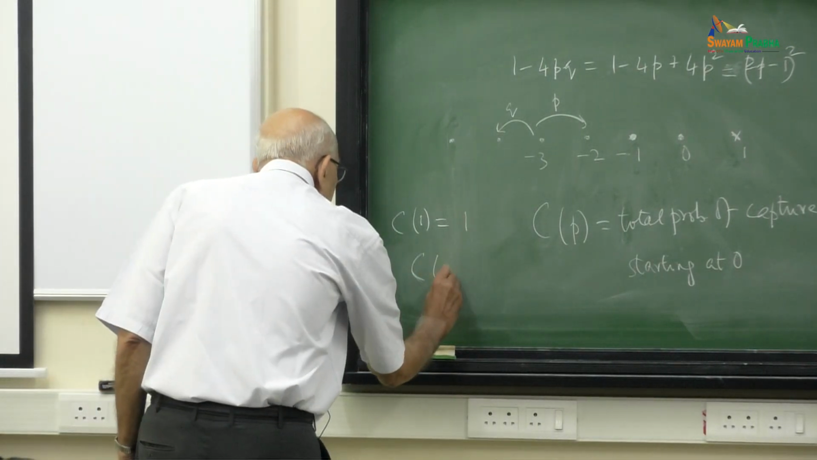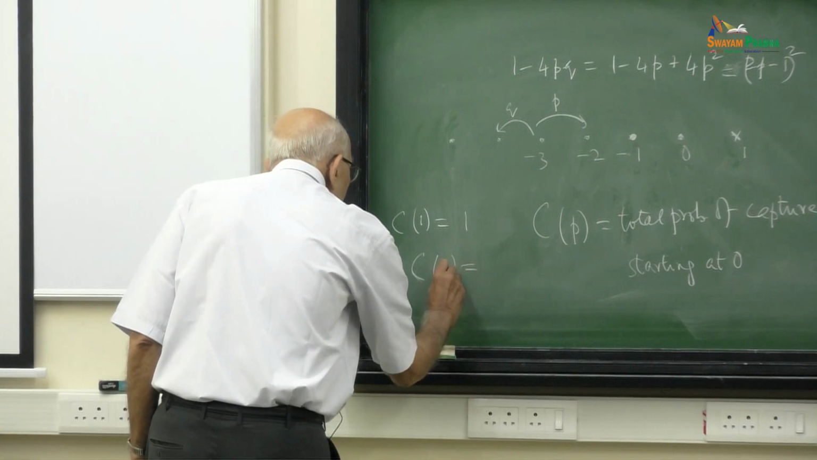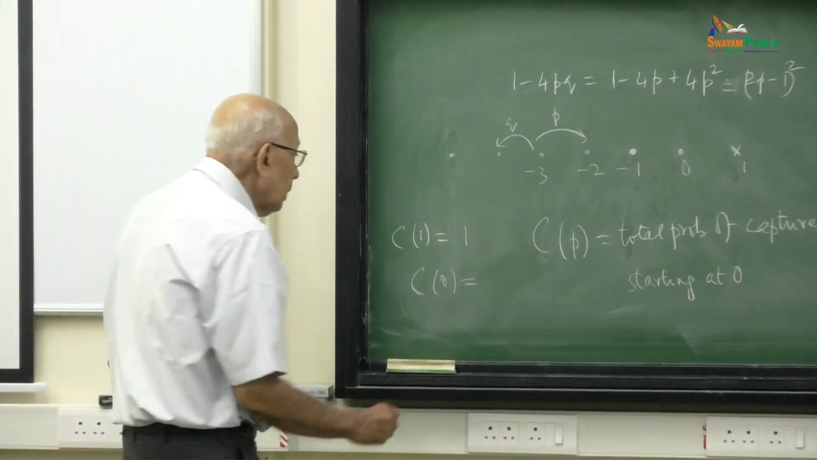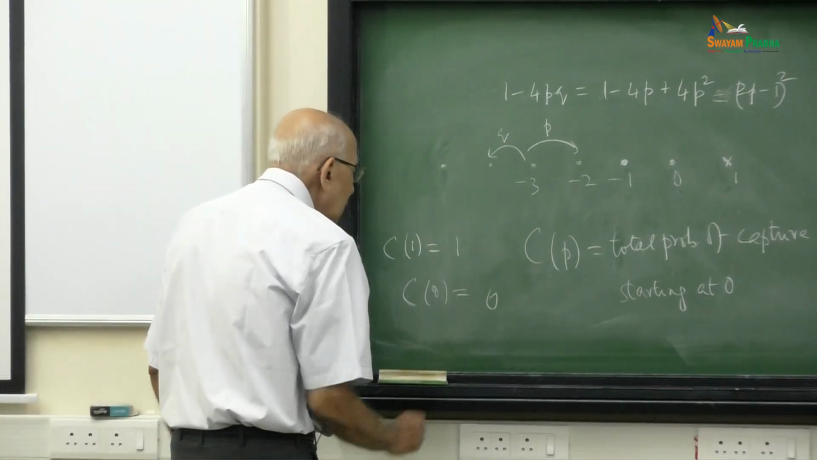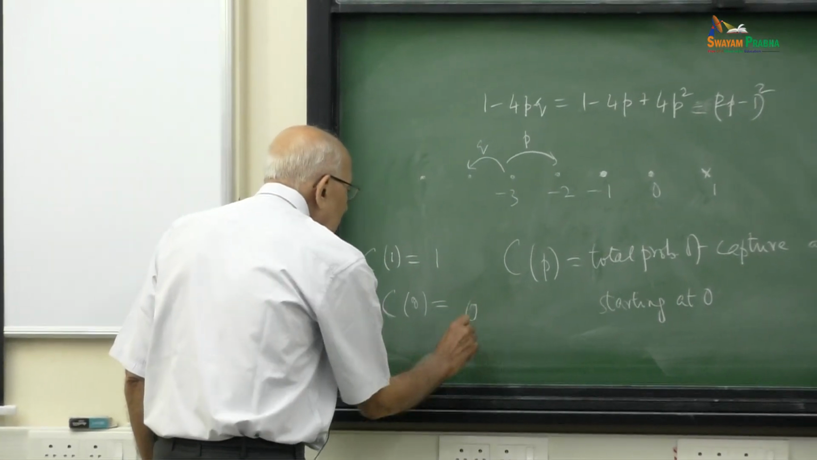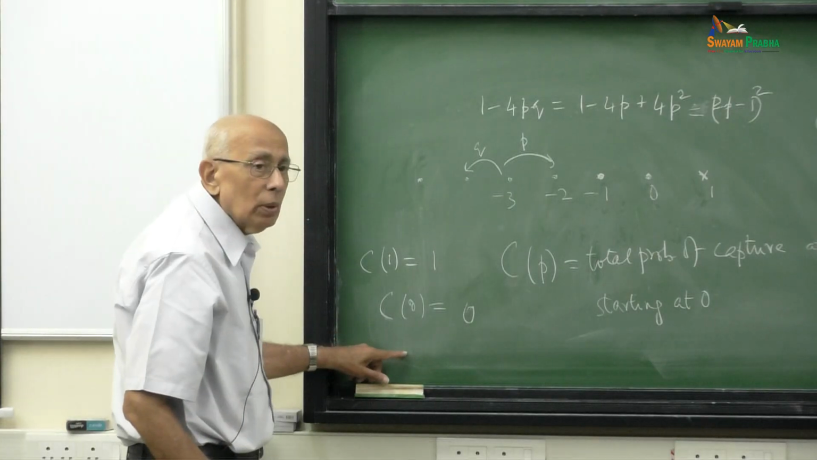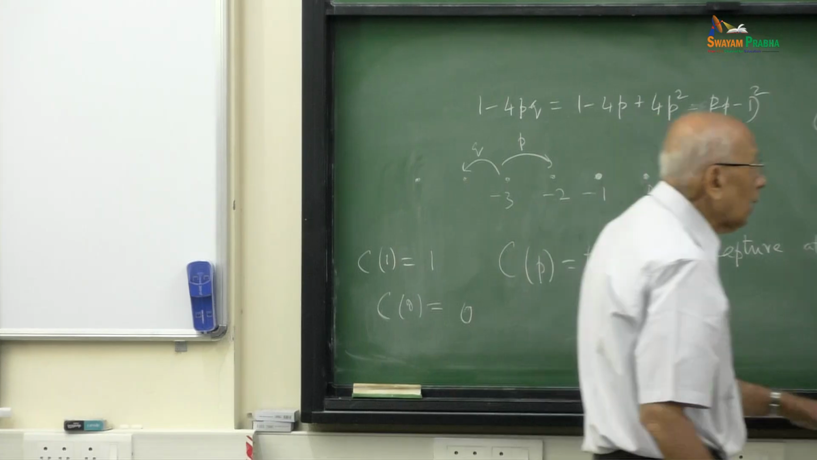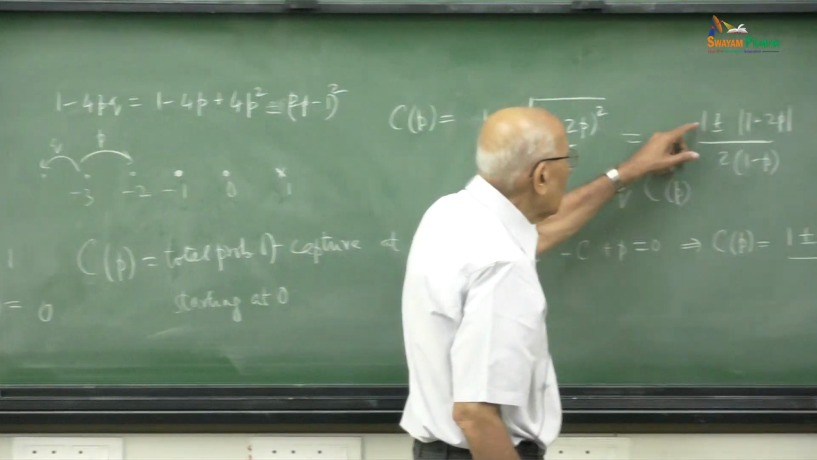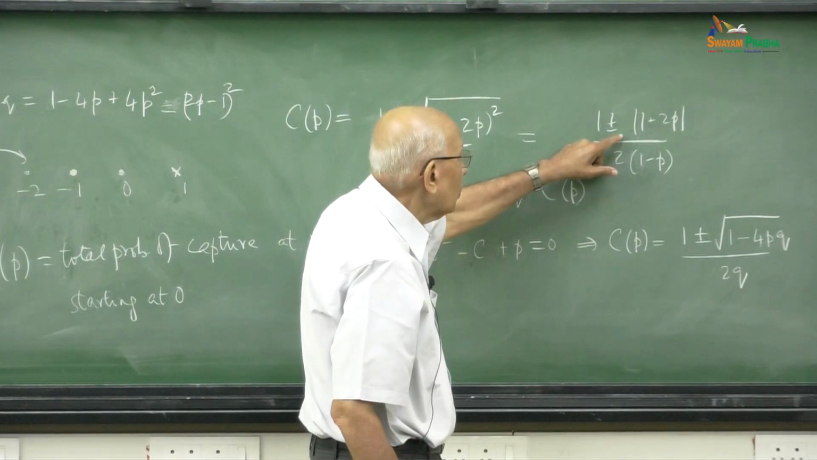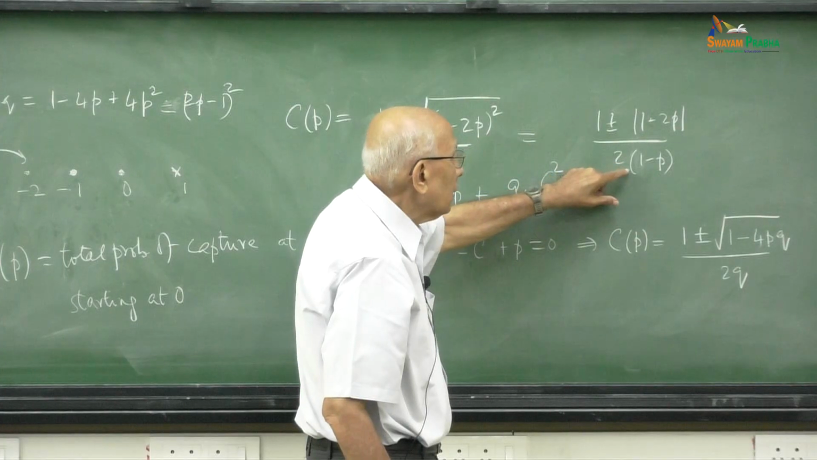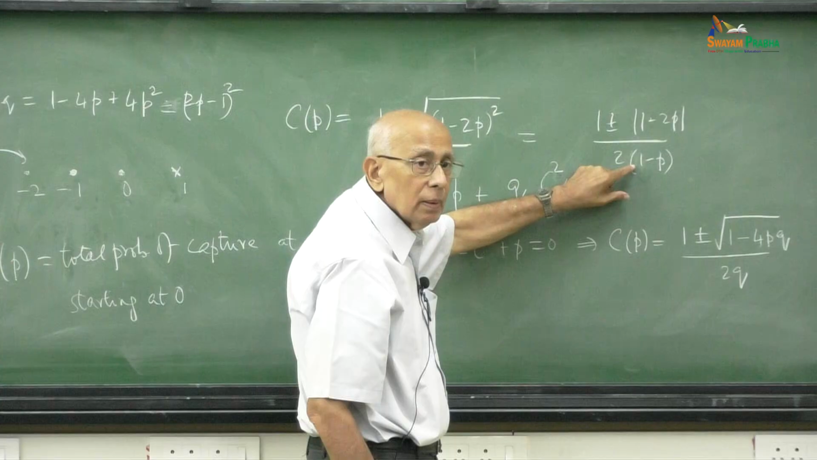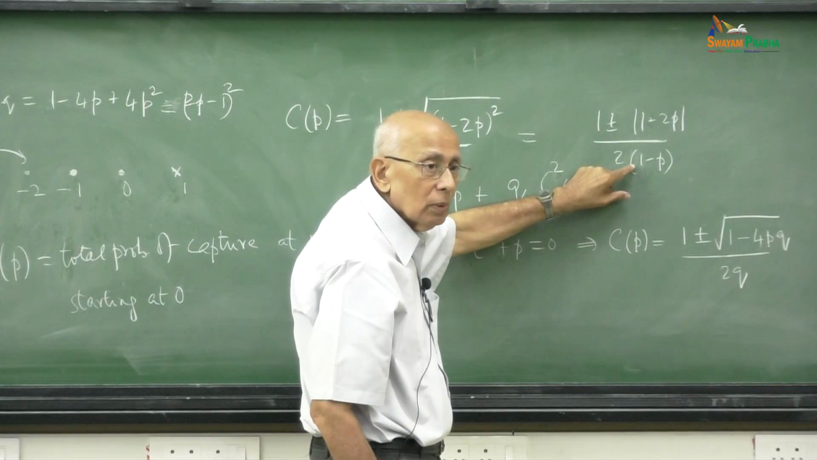And what is C of 0? If you never jump to the right, the probability of capture is 0, right? C of 0 is 0. This corresponds to Q equal to 1. So put P equal to 0 and see what happens in this. You get 1 plus 1 for the positive root divided by twice 1, which is 1, right? If you put P equal to 0.